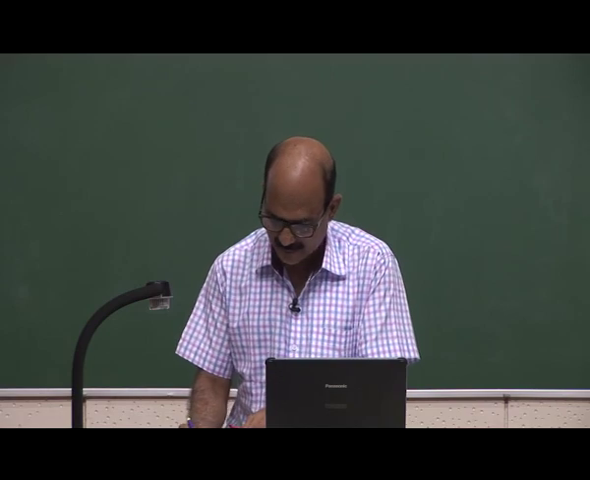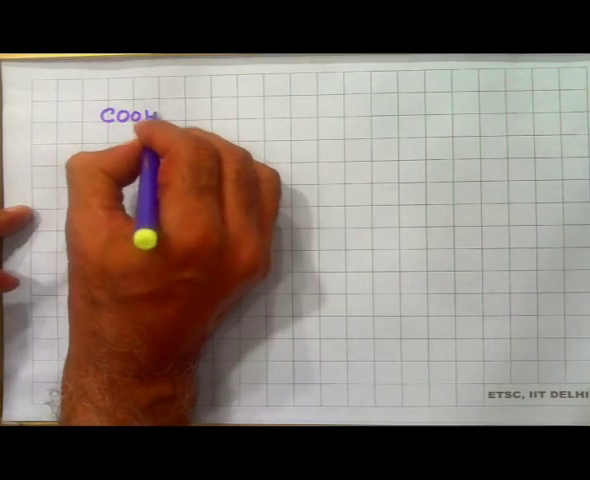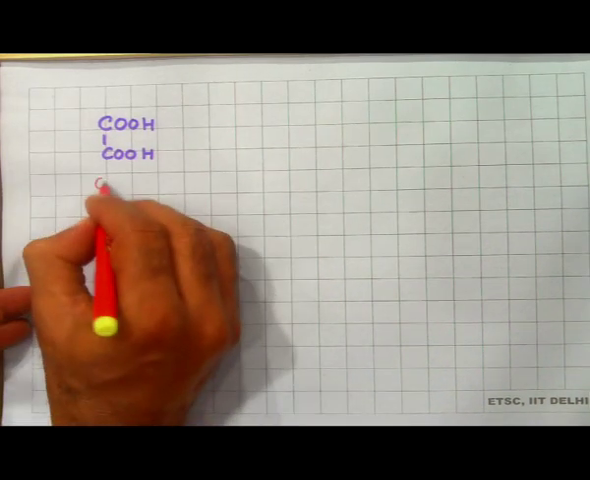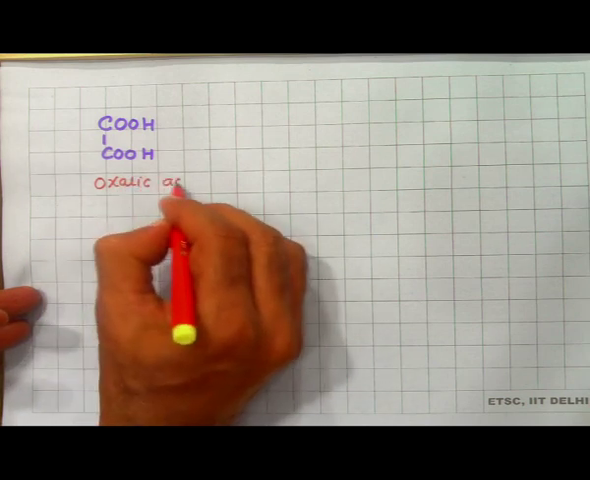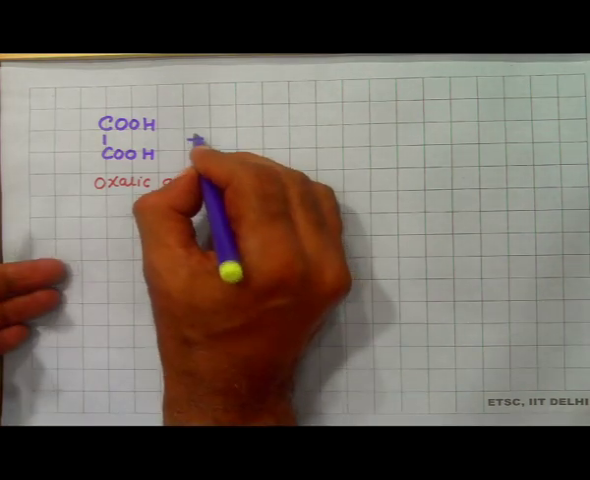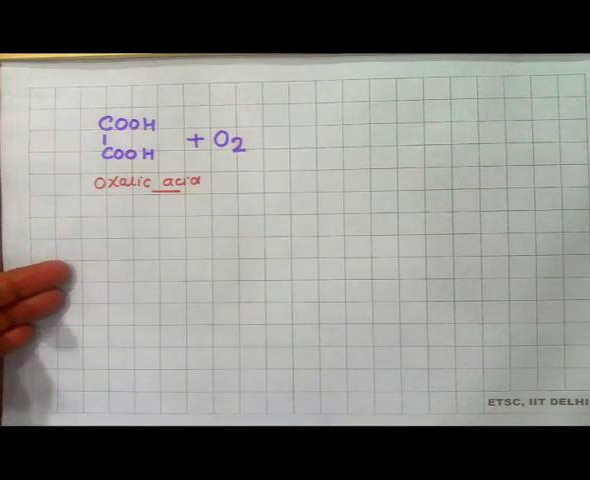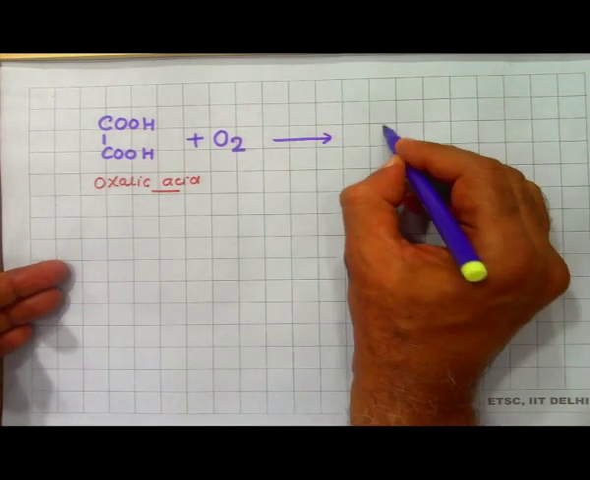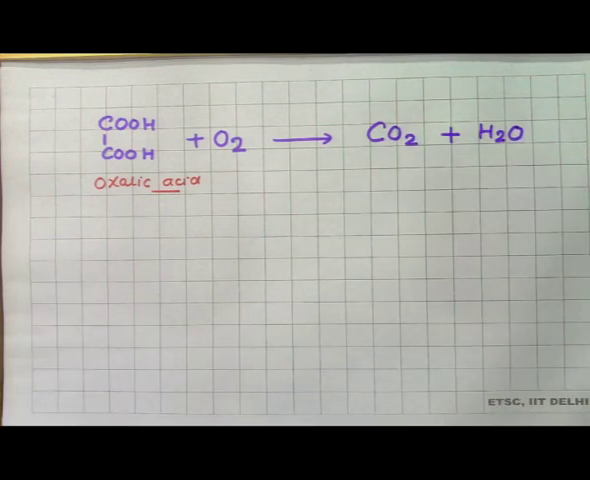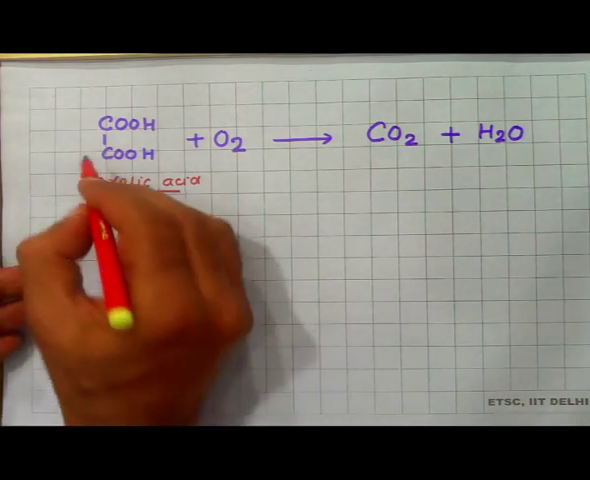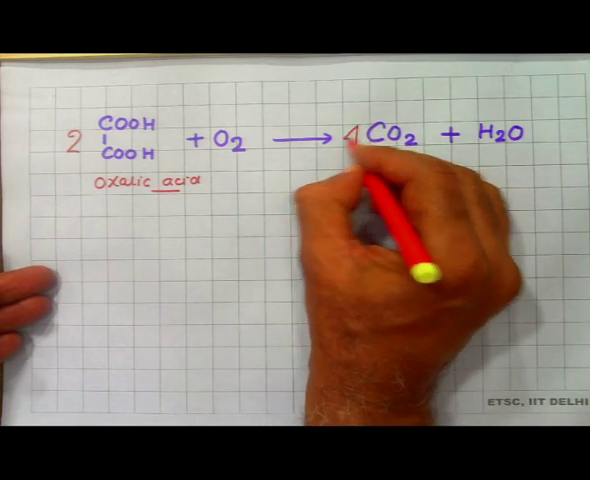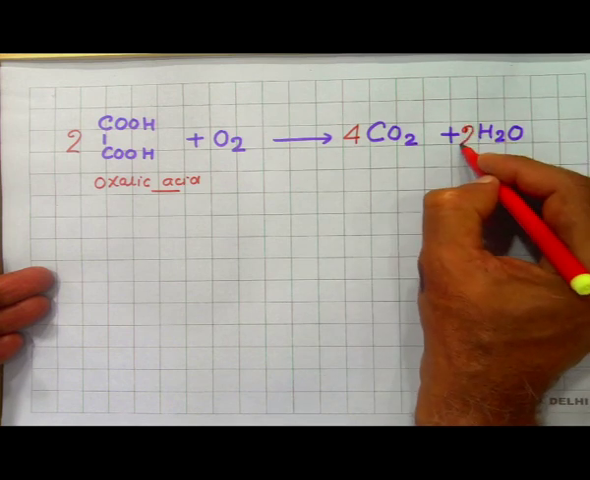Now, what happens in another reaction when we use another organic compound? Here the reaction is this one, COOH-COOH, that is oxalic acid. When oxalic acid is oxidized, what happens? You will see here, when oxalic acid is oxidized, it also gives carbon dioxide and water. Now, balance this reaction: 2 molecules of oxalic acid combined with oxygen give 4 molecules of carbon dioxide and 2 molecules of H2O.